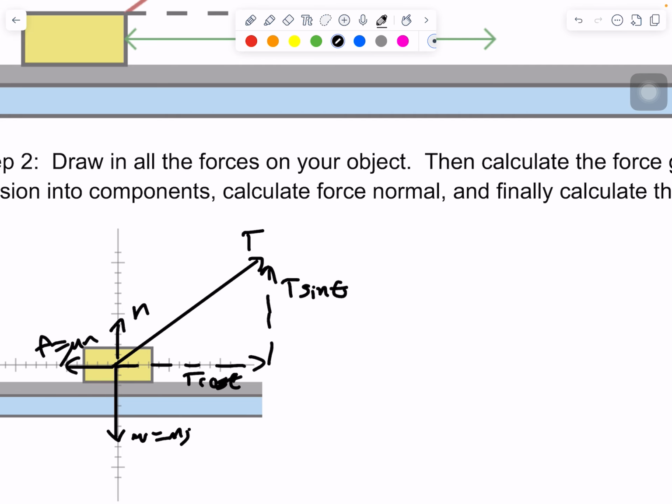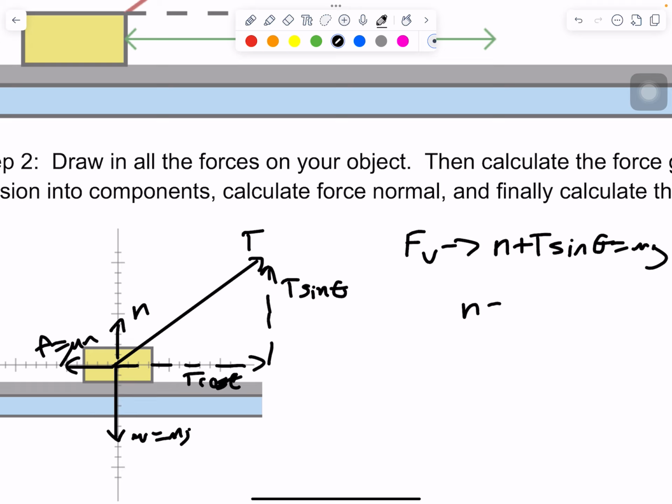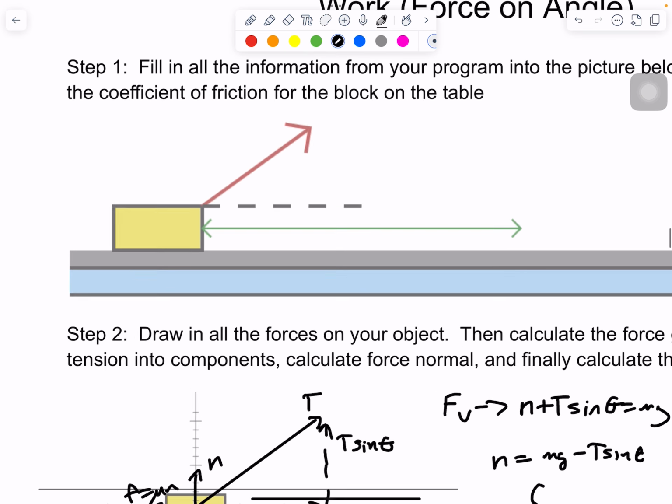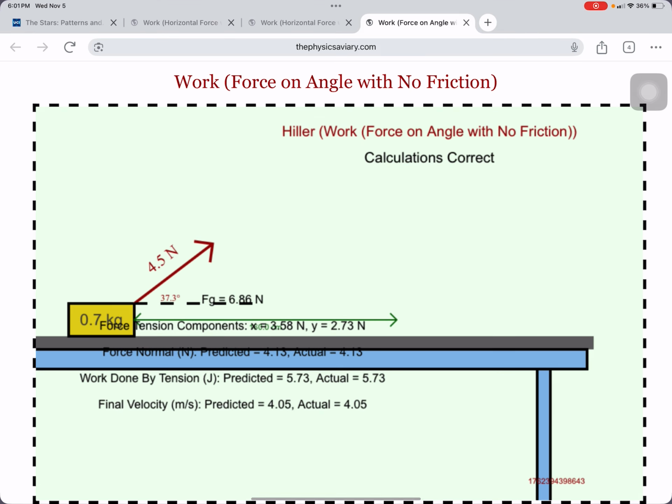Okay, so first calculate the normal force. Remember, force vertical, that tells us normal force plus T sine, or F sine, whichever you want to call it, is equal to mg. So normal force is equal to mg minus T sine theta. Sorry, I forgot to put in my values.